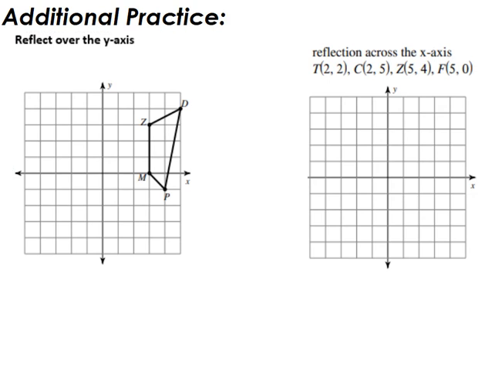So it's saying reflect over the y-axis. So this y-axis, just for visual, is my line of reflection. That's what I'm reflecting over. So Z is 1, 2, 3 away, so it's going to be 1, 2, 3 away. There's my new Z. D is 1, 2, 3, 4, 5 away, so it's going to be right here. M is 1, 2, 3 away, so it's going to be 1, 2, 3 away on the other side of the mirror. And then P is 1, 2, 3, 4 away, so 1, 2, 3, 4 away.